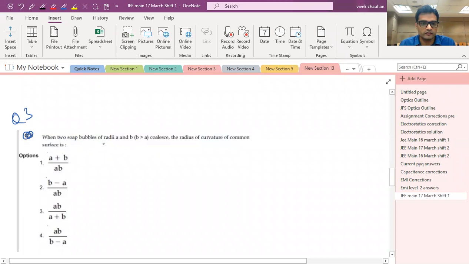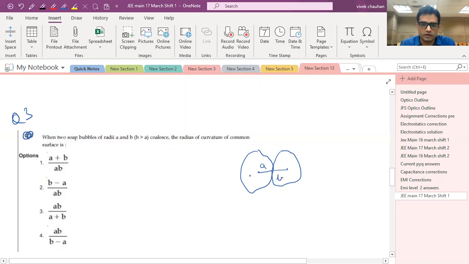So in this question, it is given that two soap bubbles of radii A and B coalesce, meaning they coalesce at a surface. We have to find the common radius of curvature. So here we can see that one will be like this and another will be like this. They are coalescing, and there is a radius A and this is radius B.